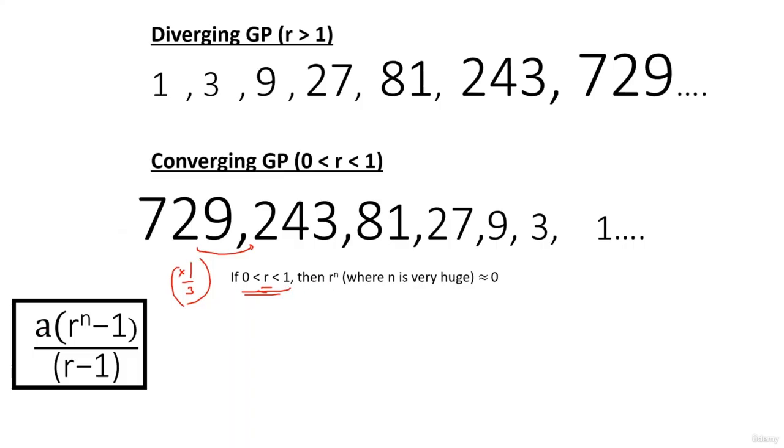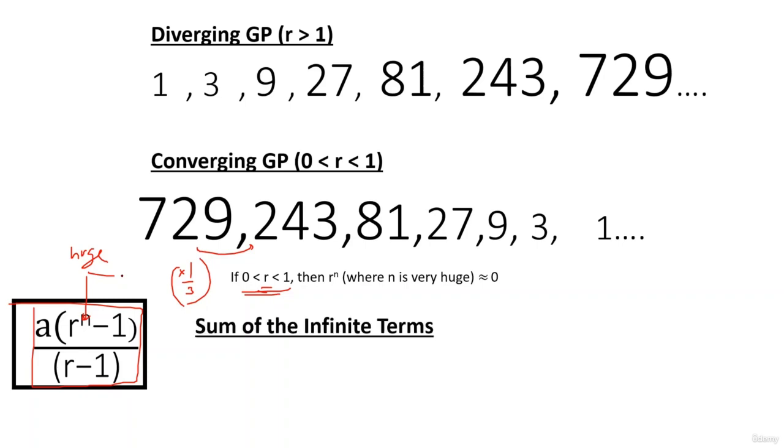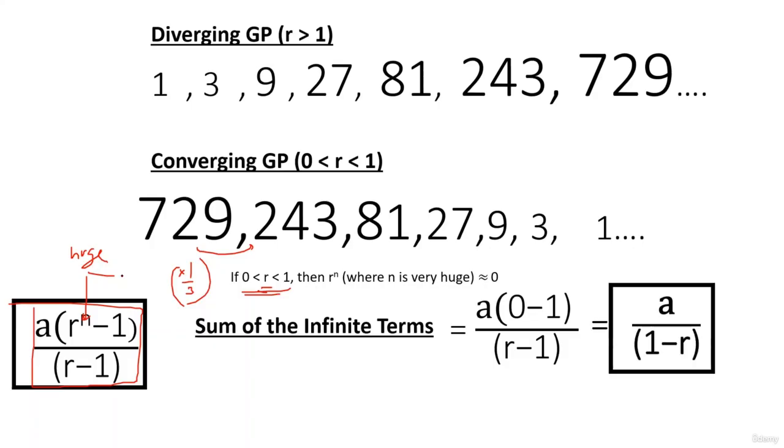So observe that in the formula we have, a times r raised to n minus 1, if n becomes huge, very big, because you are writing all the possible terms here, then r raised to n will be a fraction very close to zero. So we are basically finding the sum of the infinite terms of a converging GP. For that, as I said, we just put r raised to n as 0. When you do that, you get a upon 1 minus r.